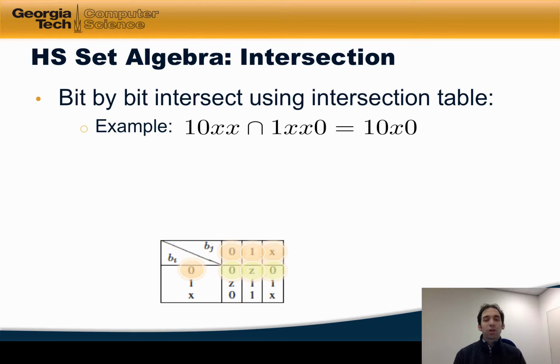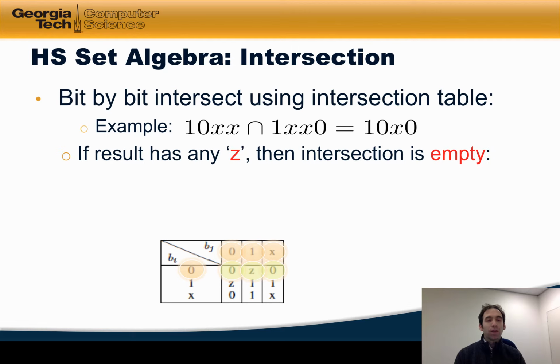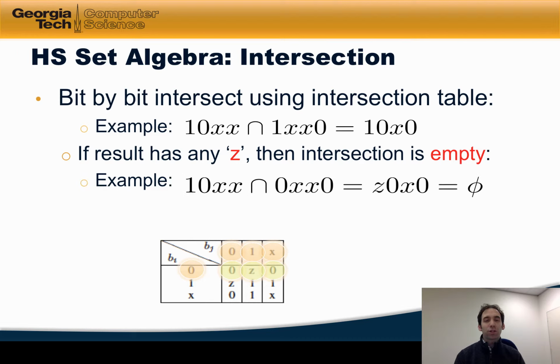A 0 intersected with a 0 is a 0, and likewise for a 1. A 1 intersected with a 0 is the empty set, and likewise for a 0 intersected with a 1. If we have a don't care bit, then a don't care intersected with a 0 is a 0, a don't care bit intersected with a 1 is a 1, and two don't care bits that are intersected are don't care. If any result has a z in this table, then we declare the intersection to be empty. So for example, a 1 intersected with a 0 is a z, and hence the intersection between these two bit strings, or packet header spaces, is the empty set.